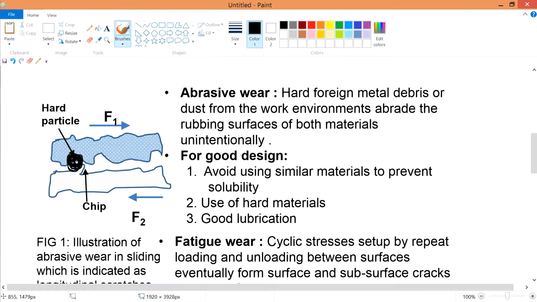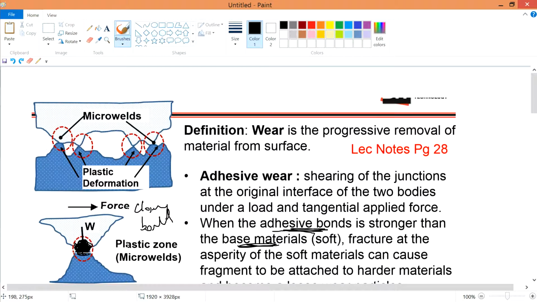So how do you prevent abrasive wear? You need to talk about these things. Avoid using similar materials to prevent solubility. So what does solubility mean? I don't know why there is a portion talking about solubility, but I would believe it's due to maybe the micro welds also, because the micro welds, if you think about it, over here.